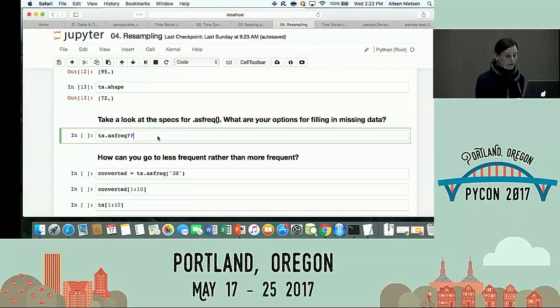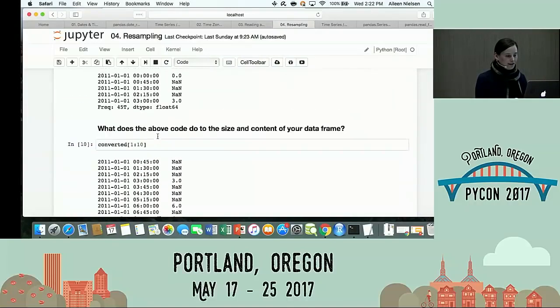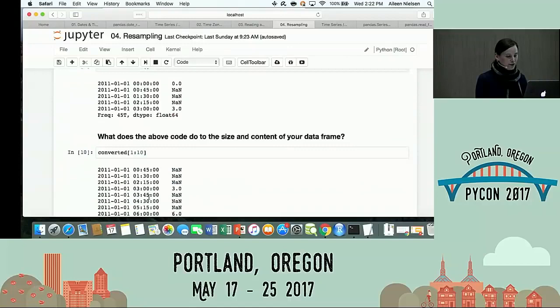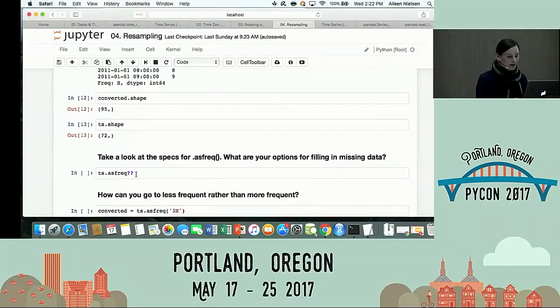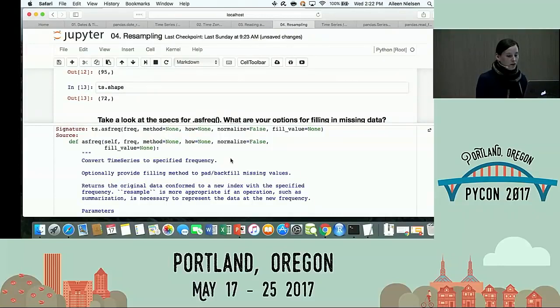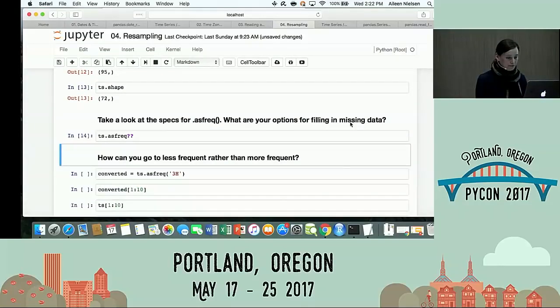Okay. So that is the .asFreq method. We can also look at other options we've got here, right? We can normalize. We can also have a fill value. Good to be aware of.